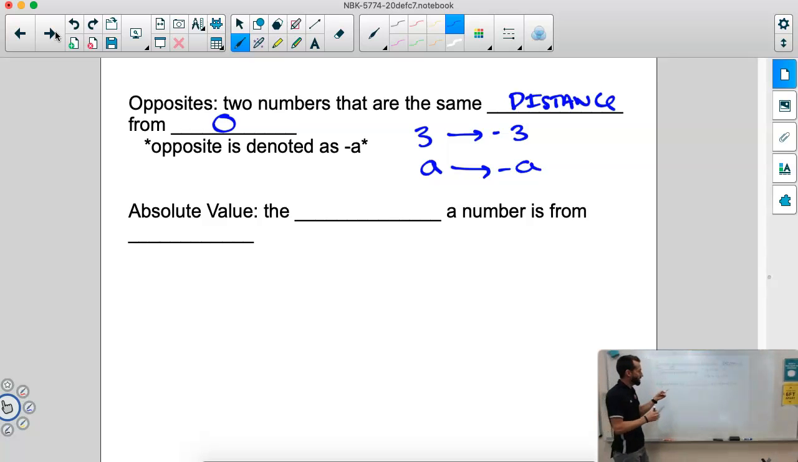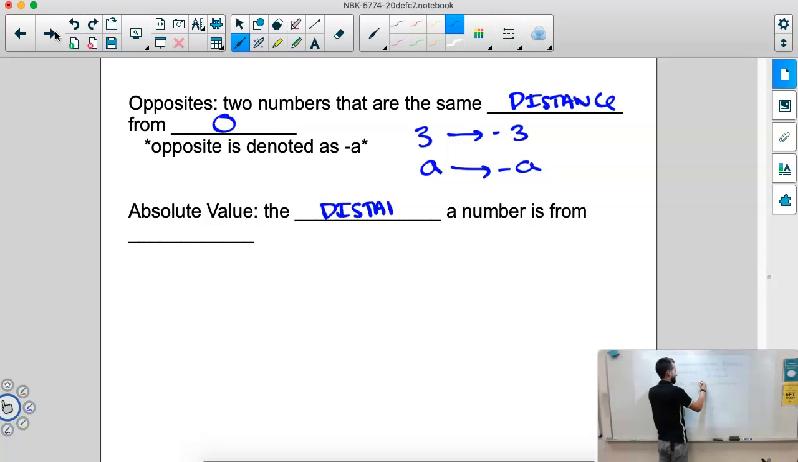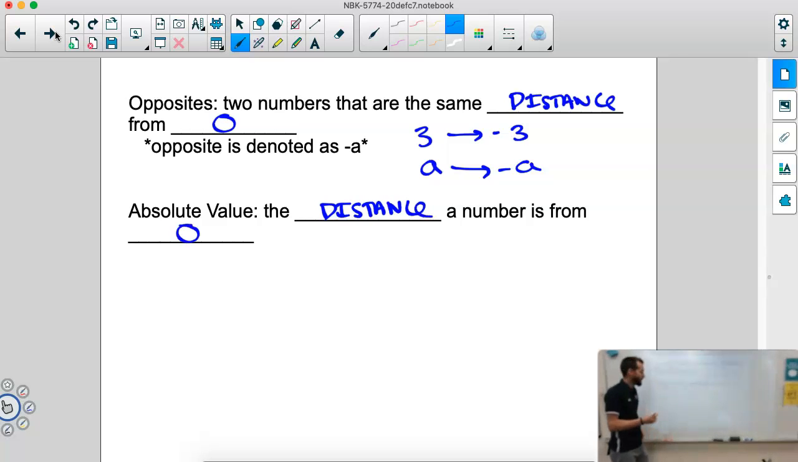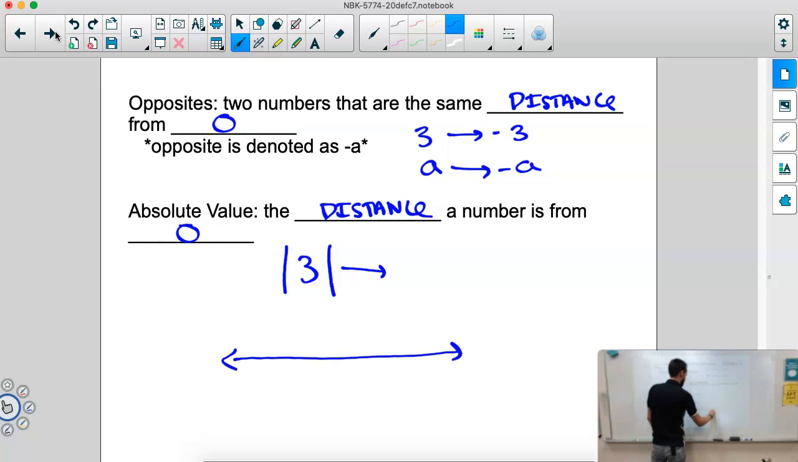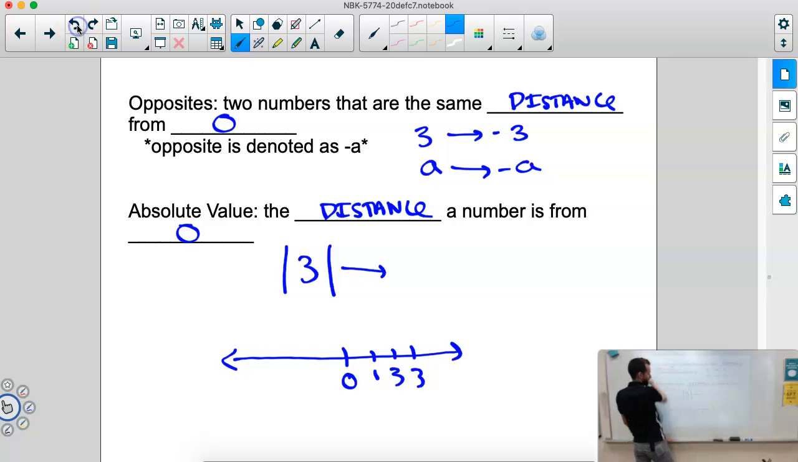And absolute value tells you the distance a number is from 0. And so basically, absolute value, it's a symbol you write like this, takes any number, let's just stick with 3, and tells you how many spaces that number is from 0. So think about a number line for a minute. Here's 3. 1, 2, 3.